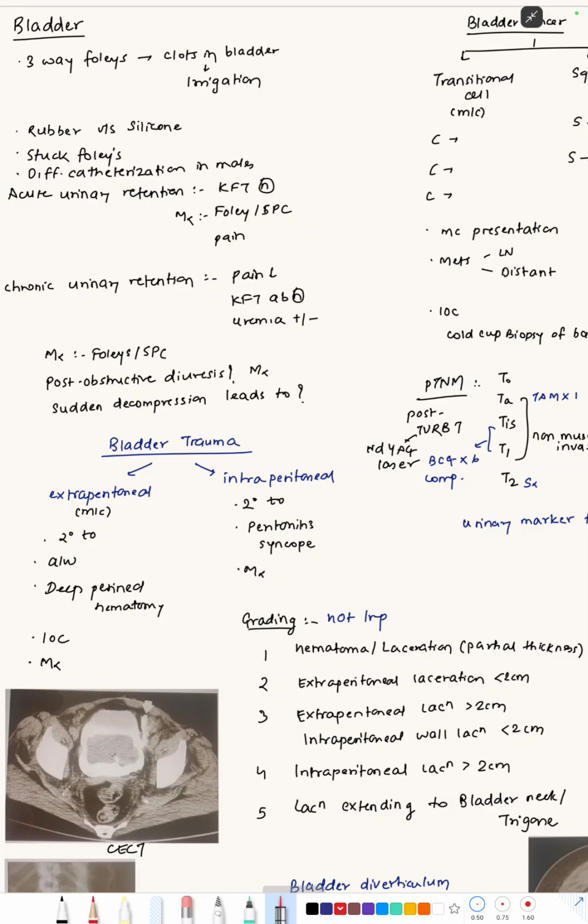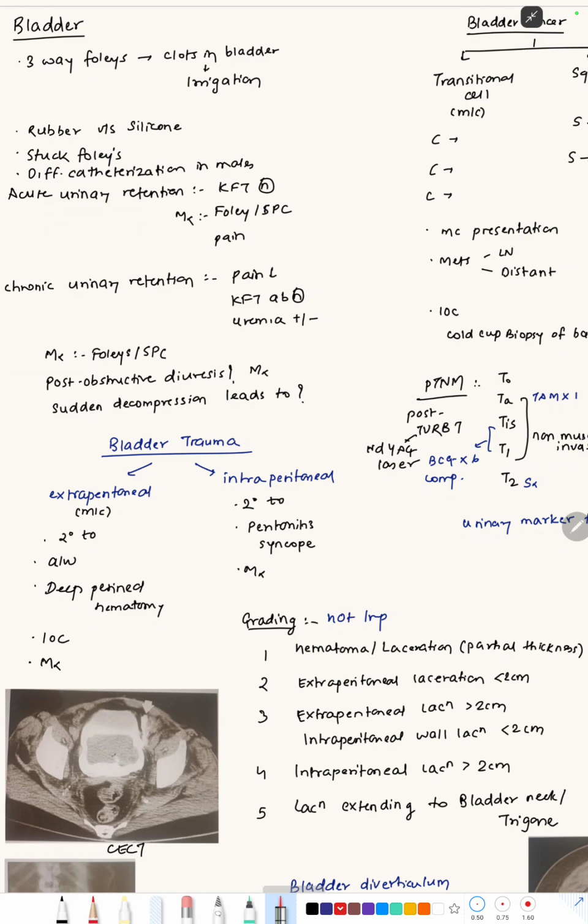Then difficult catheterization in males. If there is a difficult catheterization in a male, then the Coude tip catheter is used. It is rigid and has angulation. Now most commonly it is 18 gauge.